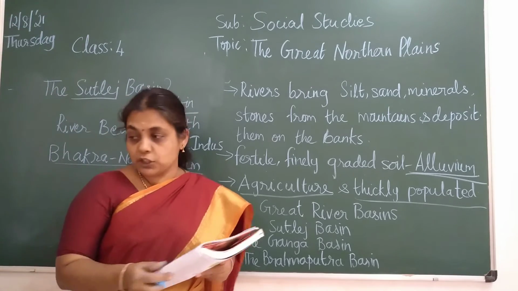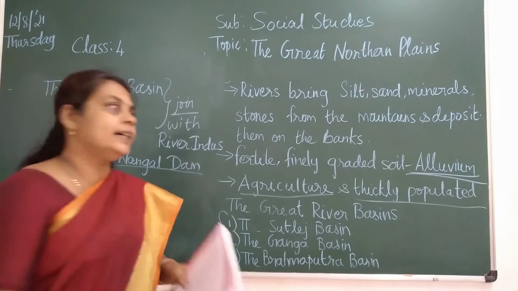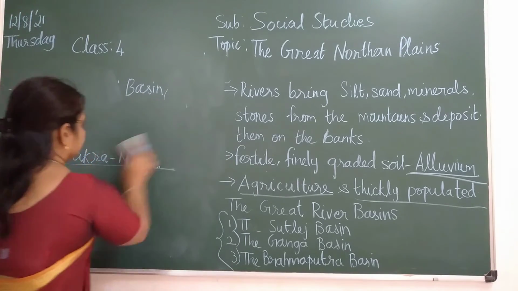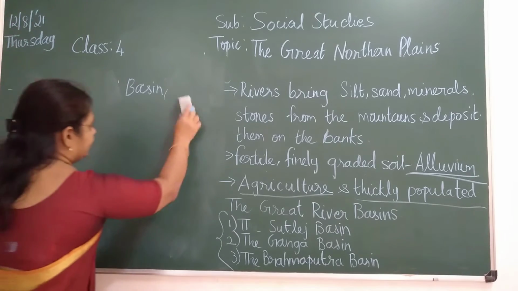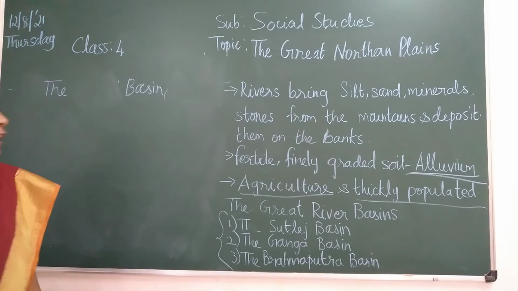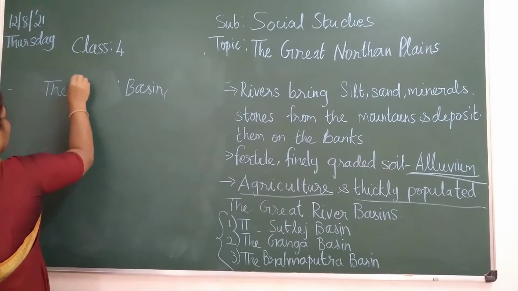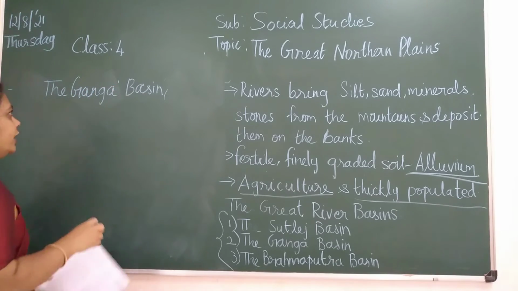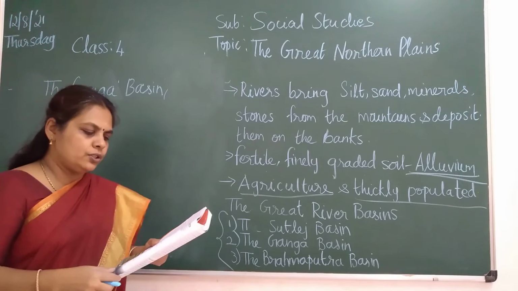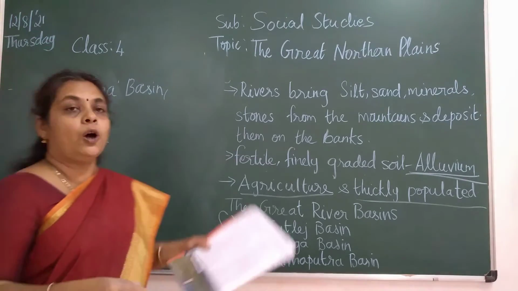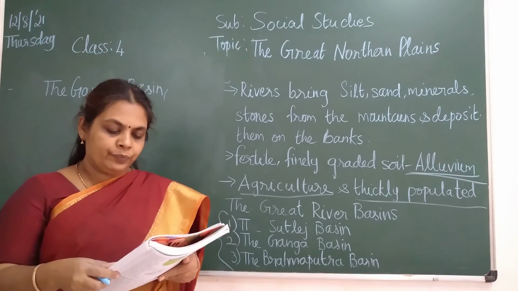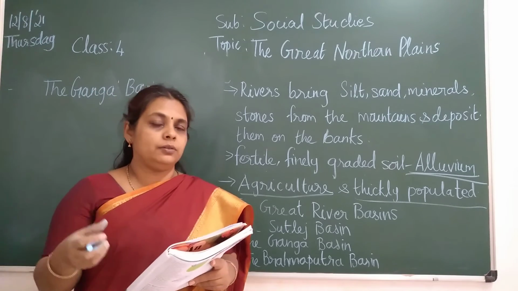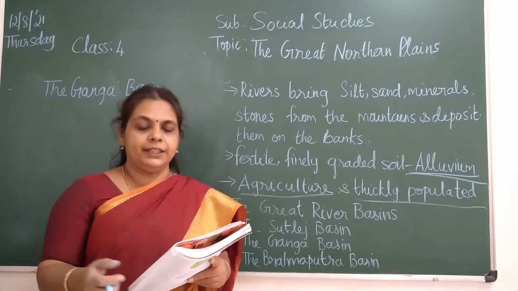The next one we are going to see is the Ganga basin, children. In India, Ganga is the largest river. It originates from the Gangotri glacier, children. It originates from the Gangotri glacier and flows towards the full northern plains, children. And its tributaries all together form a big river, children.